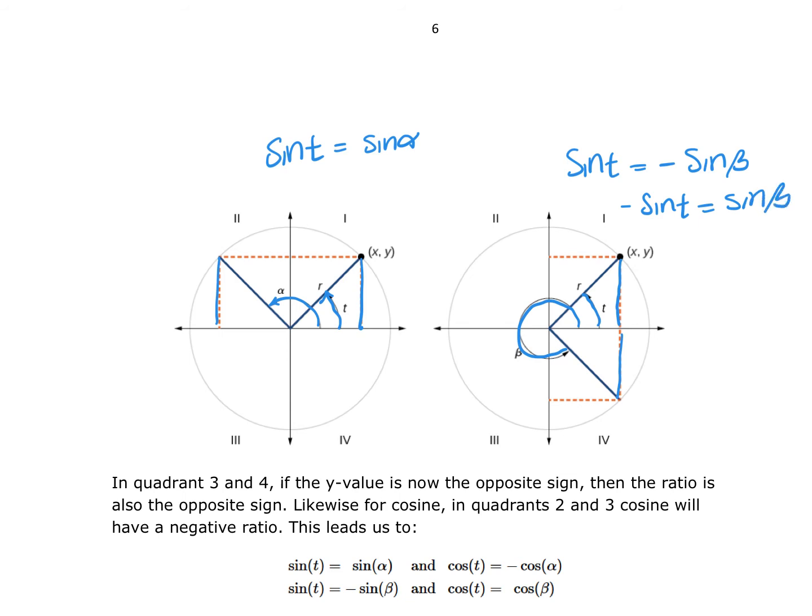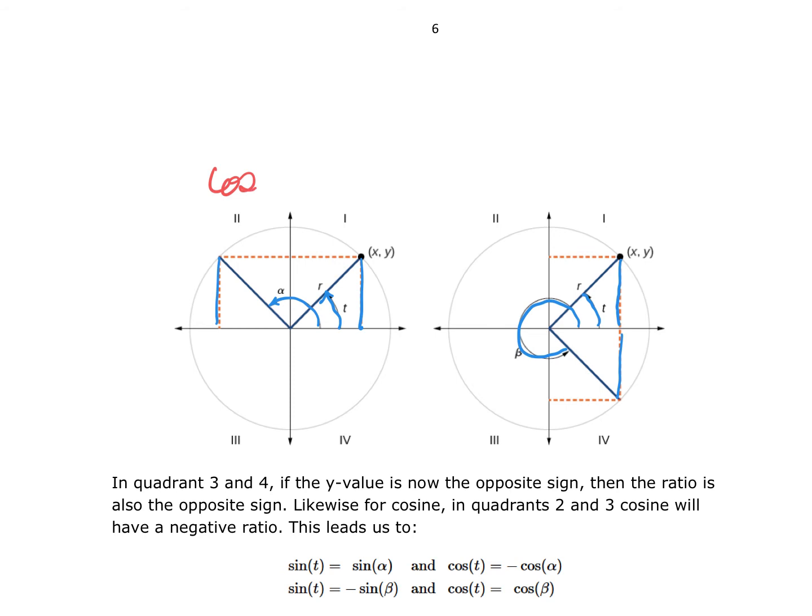Similarly, if we do the same thing for cosine, I'm going to look at the cosine of T, which is here. That's this x value. And then this x value, its ratio, because I'm in quadrant number 1 and quadrant number 2, is going to be the negative cosine of alpha.